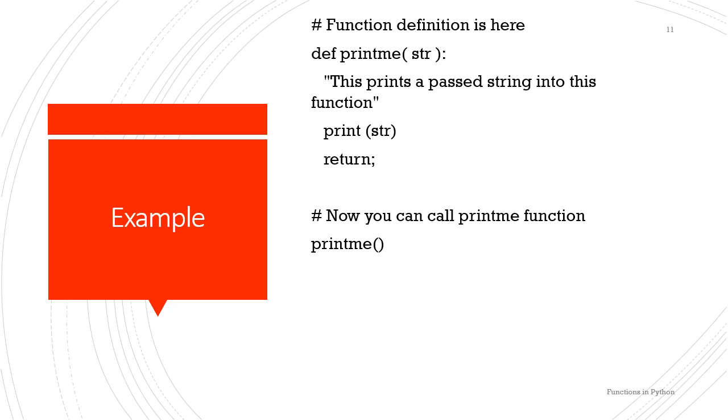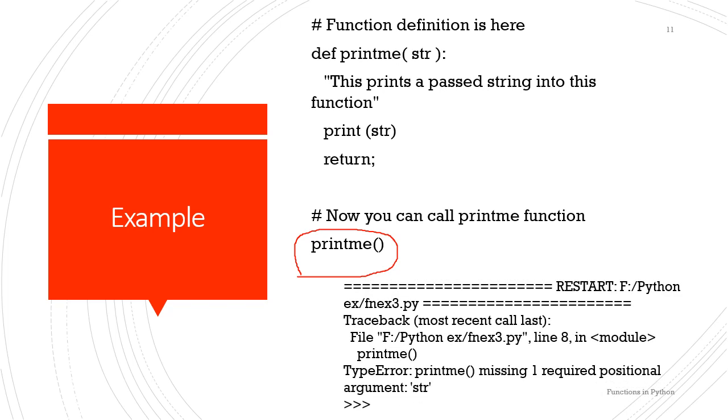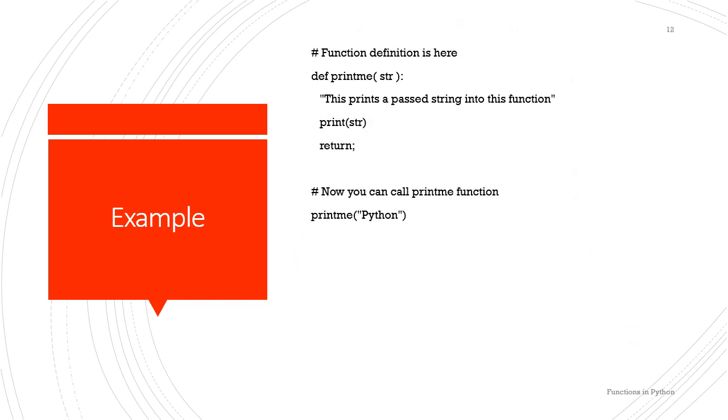But see, when the function is being called, am I passing any argument? No, I'm not passing any argument. So what will happen when we execute this program? It will result in this kind of error. That is, we are missing some positional argument str is shown as an error message. So how can we rectify this? By passing some string value while calling this function.